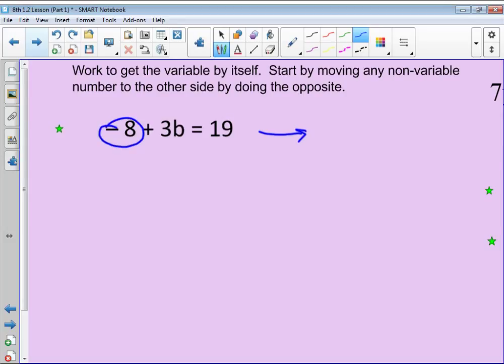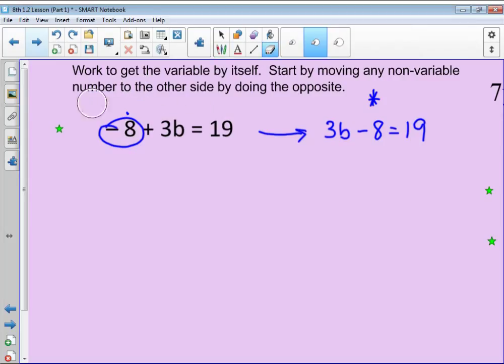Okay, so if I were to rewrite this just so that I could have the 3b as my front number, it's a positive 3b, so I could write it like this. And then that negative has to stay with this 8. Okay, I don't get to get rid of it yet. So I'm going to write 3b -8 equals 19. Now, some students might need this because that's just the way they need to see the problem. Other students may not.